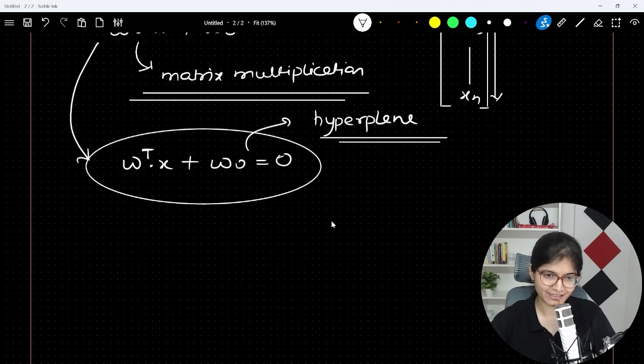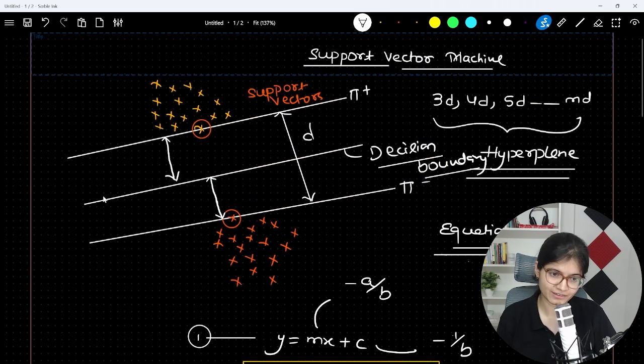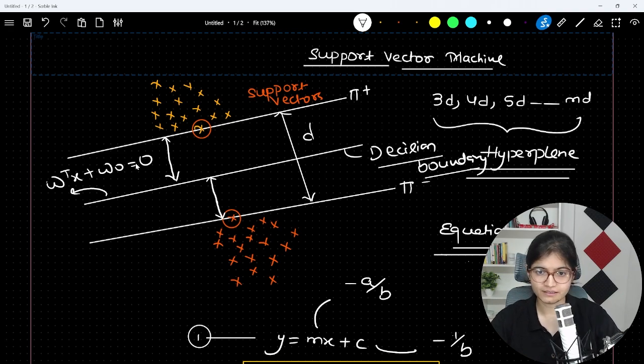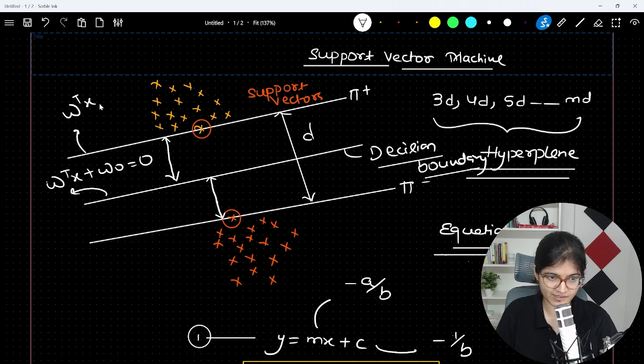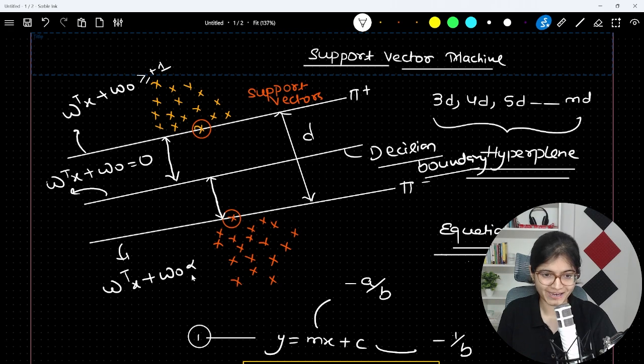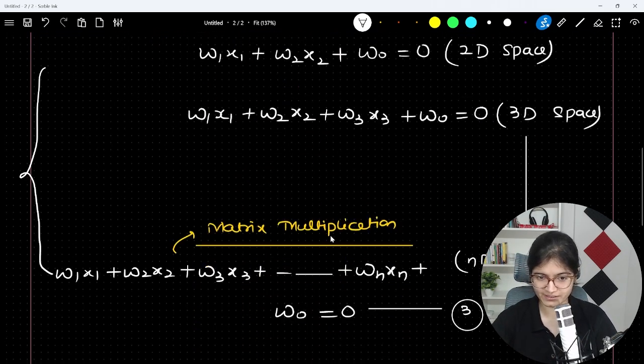So here you will see that you have this equation, which is a decision boundary, w transpose x plus w naught equals 0. And you will observe that the values which lie above this plane have w transpose x plus w naught more than or equal to plus 1. And here the value will be w transpose x plus w naught less than or equal to minus 1. Now, how are these plus 1 and minus 1 boundaries generated as pi plus and pi negative? I will showcase everything. Just wait for a few minutes. You will be able to understand everything here.